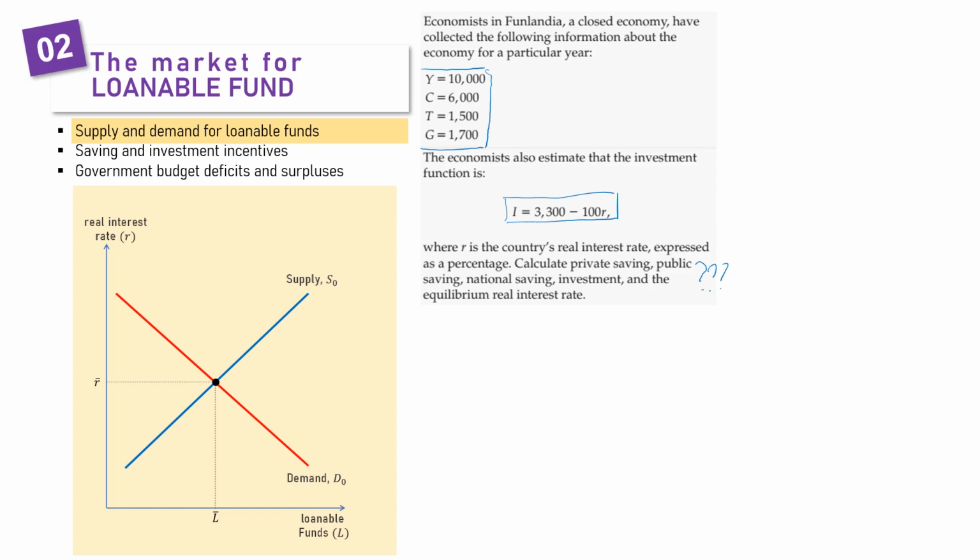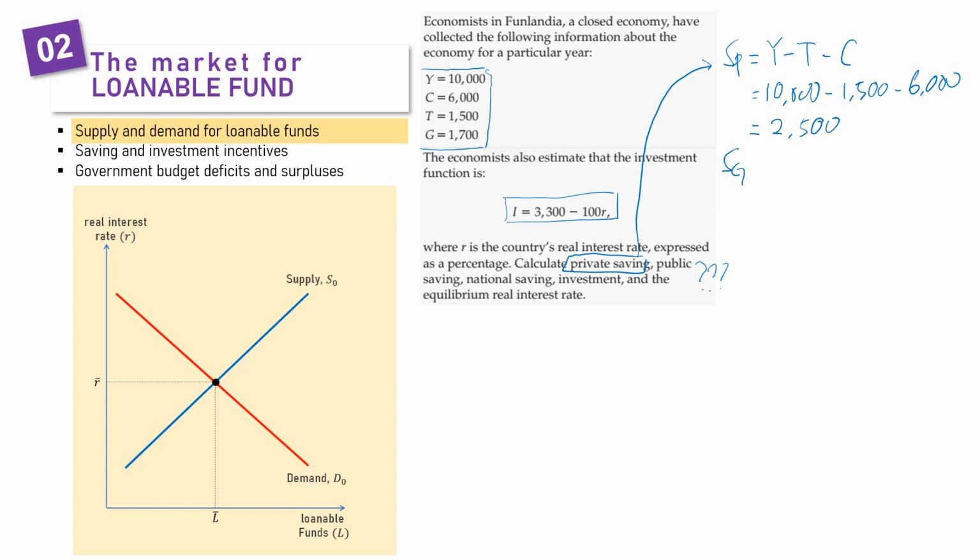So we can begin calculating the private saving from the information. And of course, it's better to write the formula first. Private saving is always equal to Y minus T minus C, and all the information is given here. Y is 10,000, T is 500 and C is 6,000. All right, so obviously we're going to have 2,500 here.